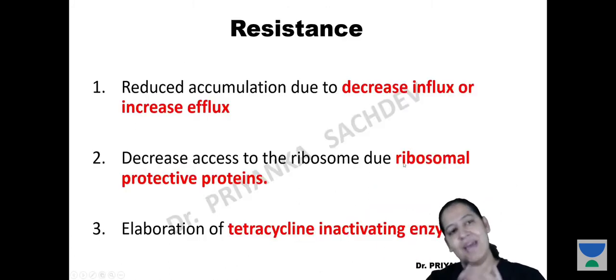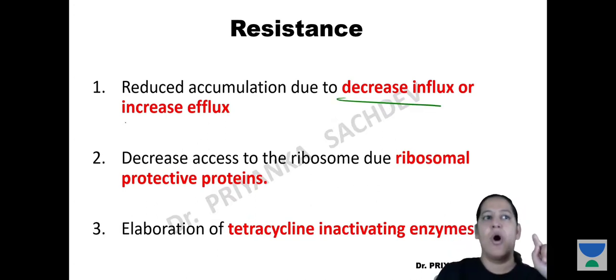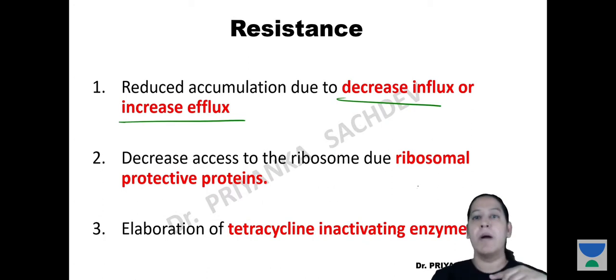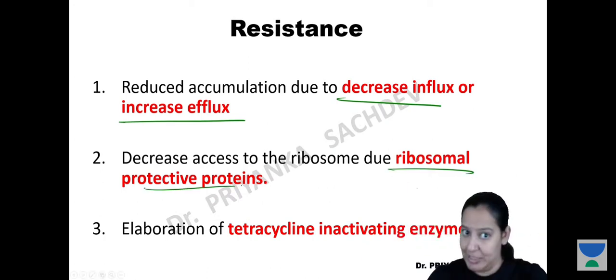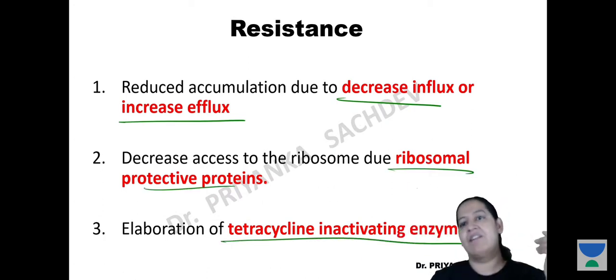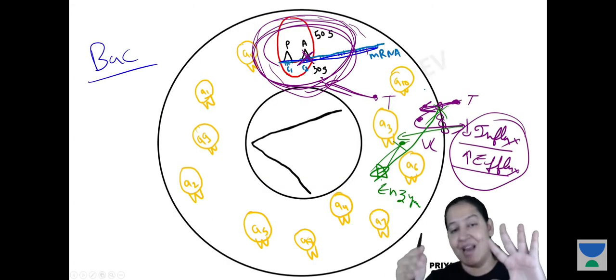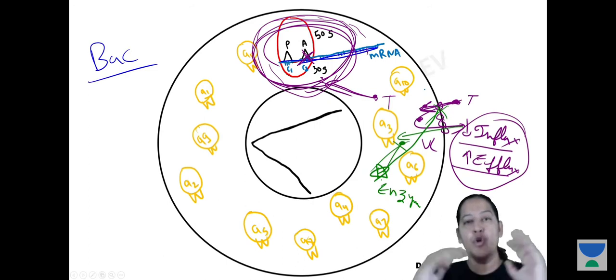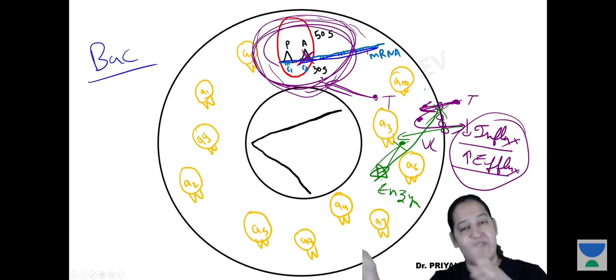Tell me the 3 mechanisms. What are the 3 mechanisms of resistance? Number 1, decrease influx or increase efflux. Number 2, give the ribosome a protective covering. And number 3, make a tetracycline-inactivating enzyme. Everyone give me a thumbs up. These are the 3 ways by which bacteria try to protect themselves from tetracycline.